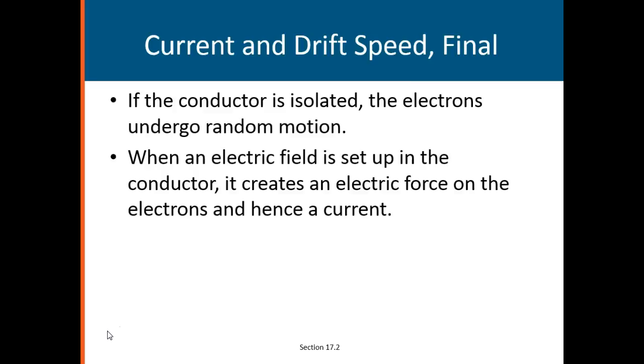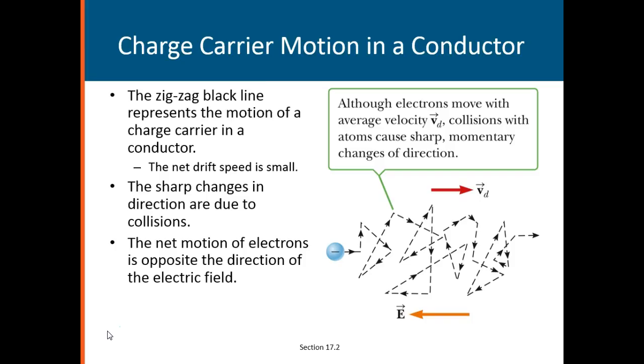Now, if the conductor is isolated, the electrons just undergo random motion. There's nowhere for them to go, so the charges can't move very far. They just move by random motion. When an electric field is set up in the conductor, it creates an electric force on the charge carriers, and they move, and you've got a current. As soon as you set up that potential difference across there, you're going to have a current.